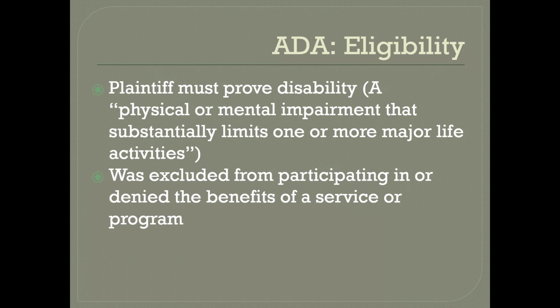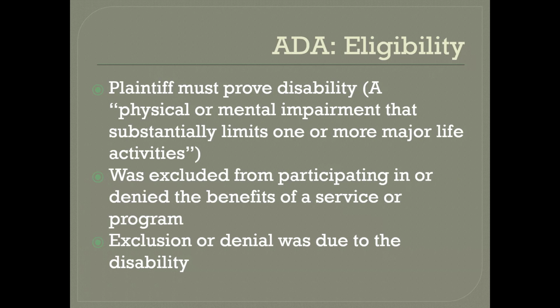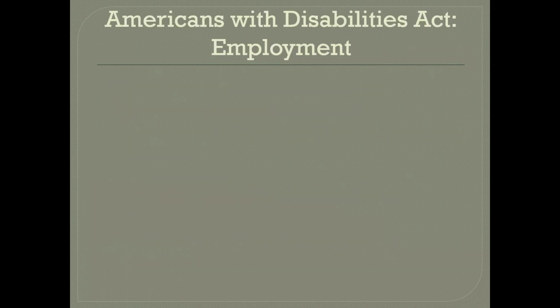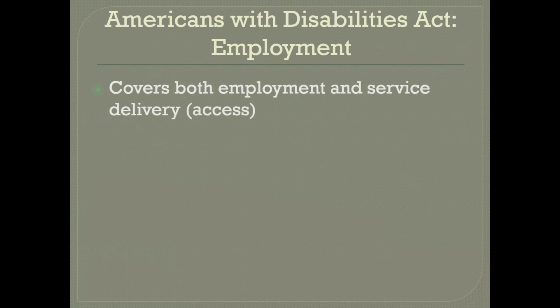So that they were turned down for something or received some sort of disadvantage as a result of their disability. And again, it has to be due to their disability. It can't just be because they were obnoxious or something like they were drunk or something like that. The exclusion has to be because they were disabled. Now, employment is the section, again, that will be most useful to you as public managers.